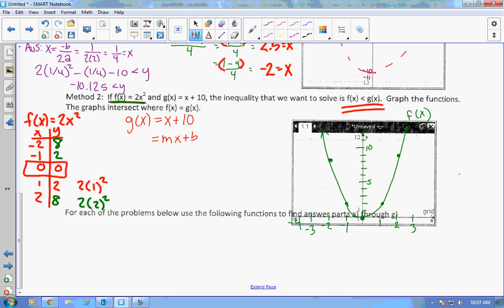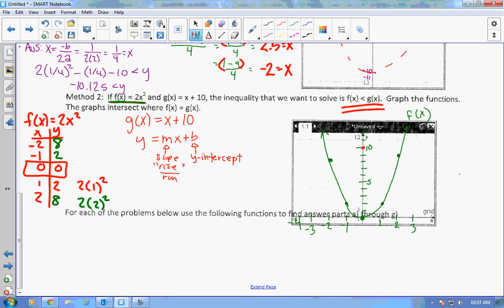YMCA. What is m? Slope. And that is rise over run. And what is b? The y-intercept. So you start with the y-intercept and we go find positive 10 on the y-axis. And you put a nice solid point there. This is linear, so it's going to be a line.